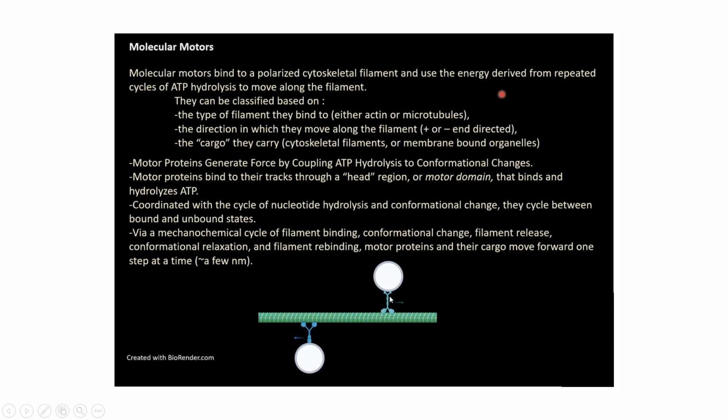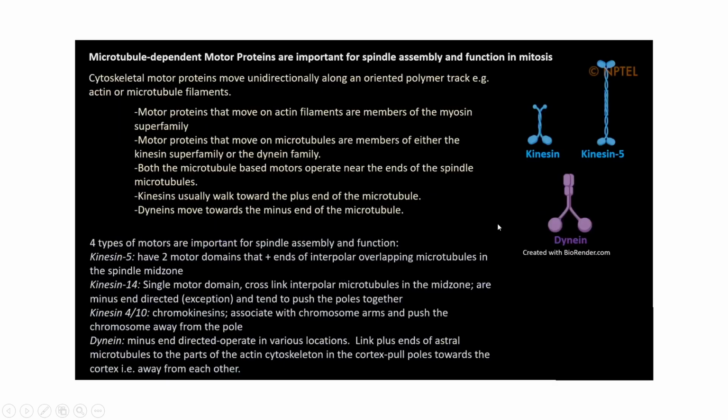The head regions are the motor domains, and they convert ATP into ADP. So ATP hydrolysis helps in the movement of these molecular proteins on the microtubules and the microfilaments. There are different kinds of motor proteins. The myosin family binds the actin filament, and kinesins and dyneins bind to the microtubule filaments. So these are the three different classes of motor proteins.